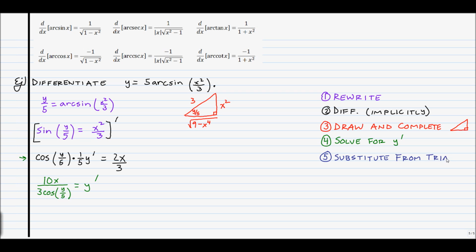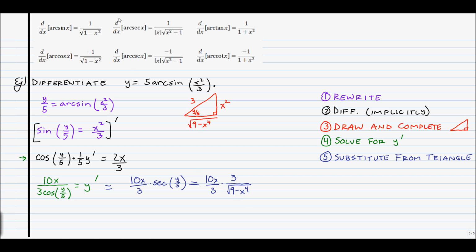Now we look at that triangle we created to figure out the value of the trig thing that's left in our expression. What is the value in this case of cosine of y over 5? Or if we want to rewrite it, we could have 10x over 3 times the secant of y over 5. All the same. Cosine is adjacent over hypotenuse, so secant is hypotenuse over adjacent. That means this whole thing is going to be 10x over 3 times hypotenuse over adjacent.